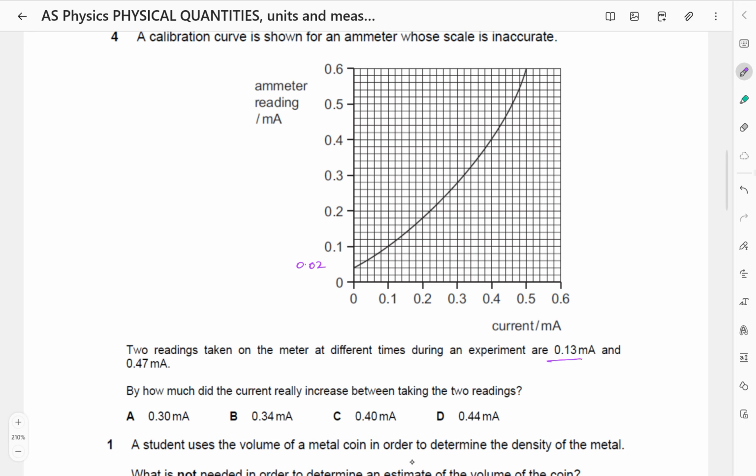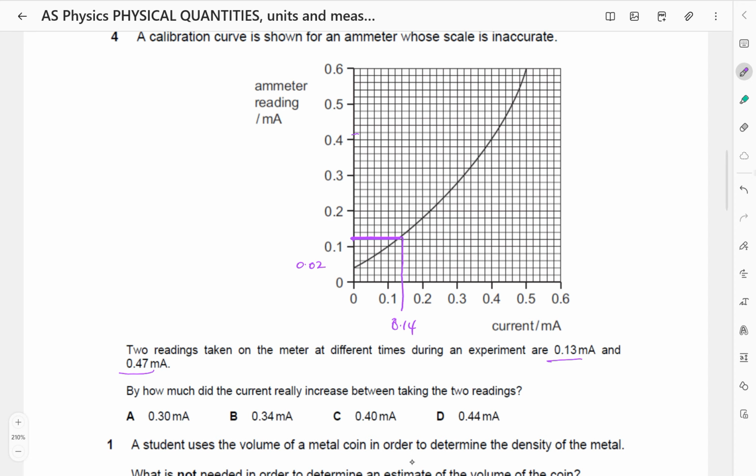Okay, so 0.13, let's check 0.13. This is 0.12. 0.13 is in the middle here. 0.13 is in the middle there, which is giving us this value. This value is 0.14.